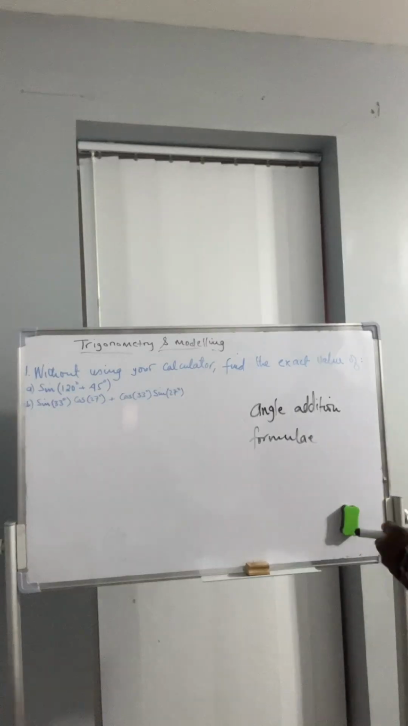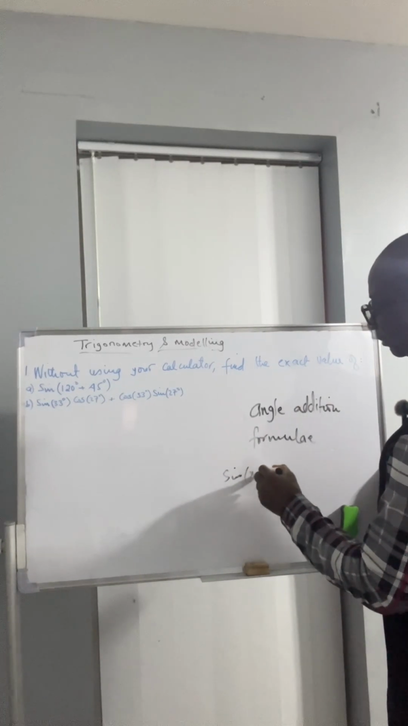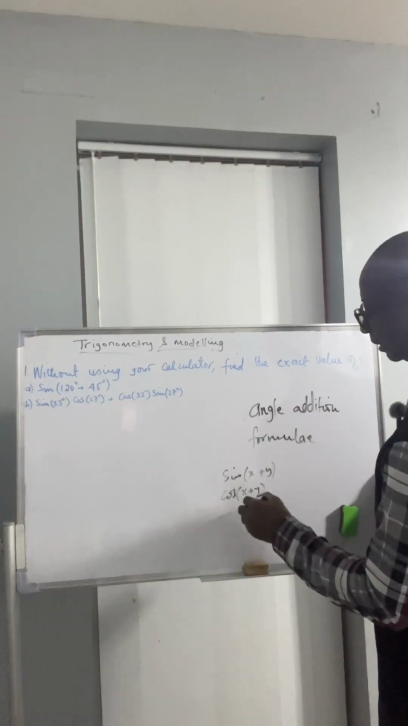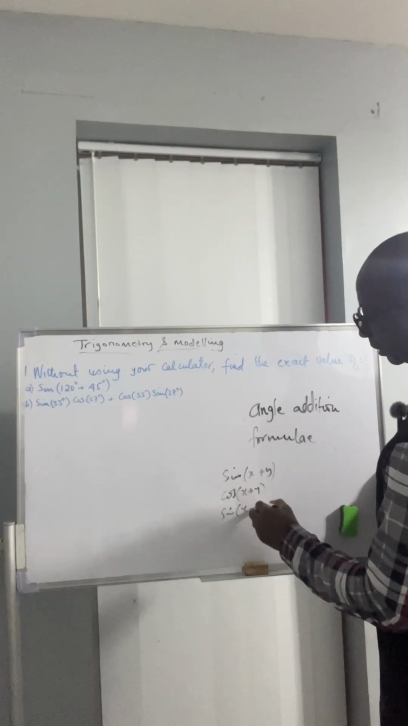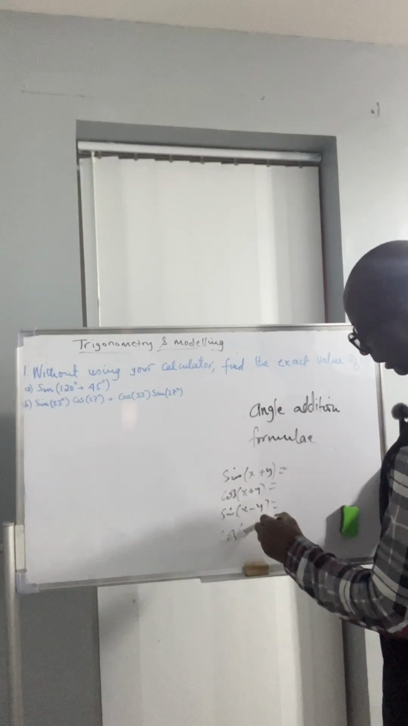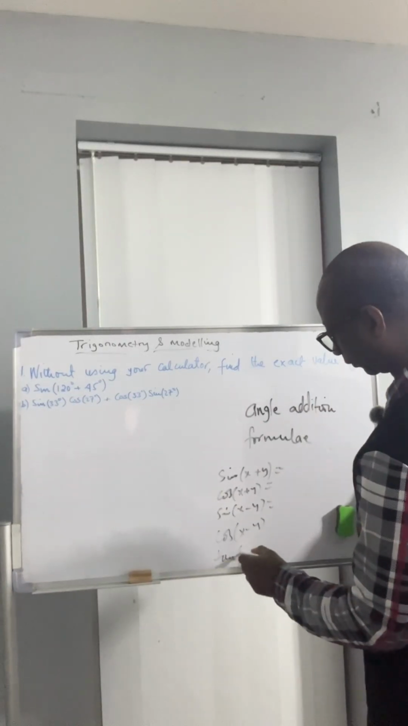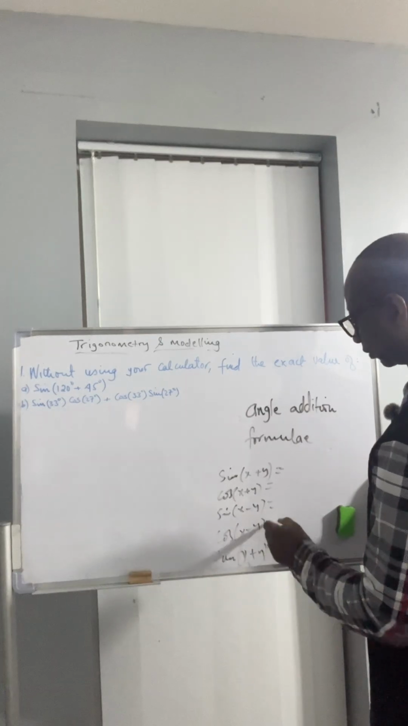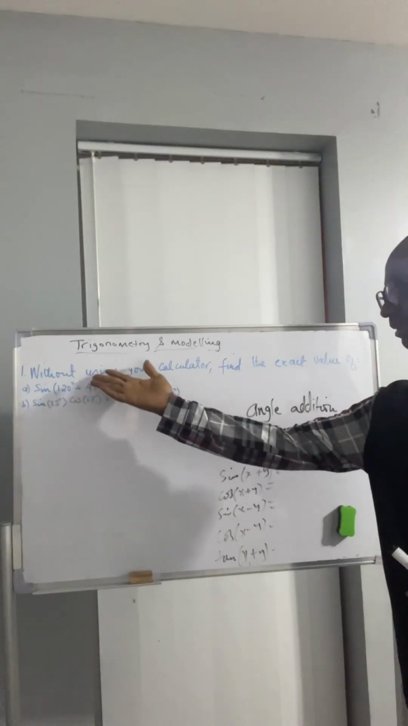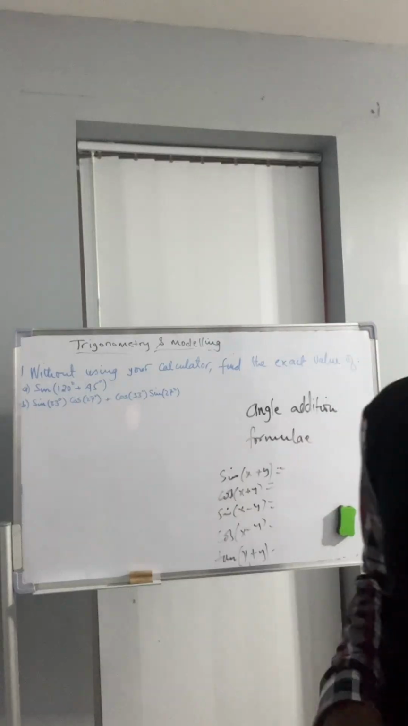And what are these angle addition formulae? You've come across them now several times. Sine of x plus y, cosine of x plus y, sine of x minus y, cosine of x minus y, the tangent of x plus y, and the tangent of x minus y. So these are the addition formulae they are talking about. Whenever you see problems like this, try to use these formulae to arrive at an answer.